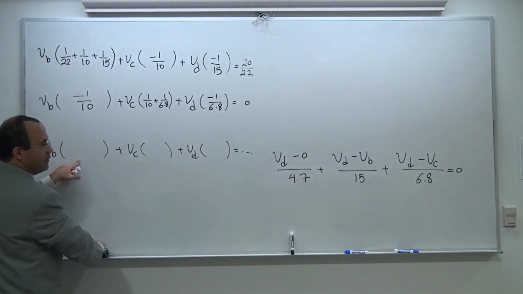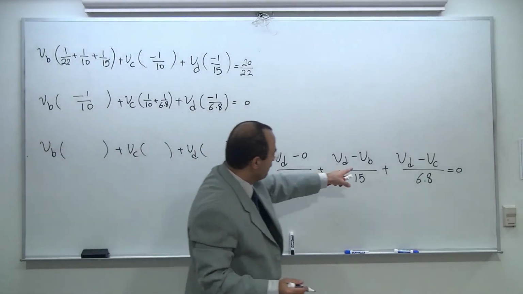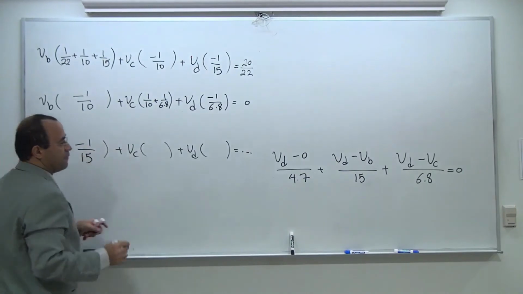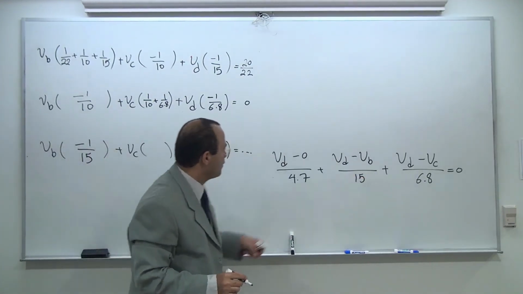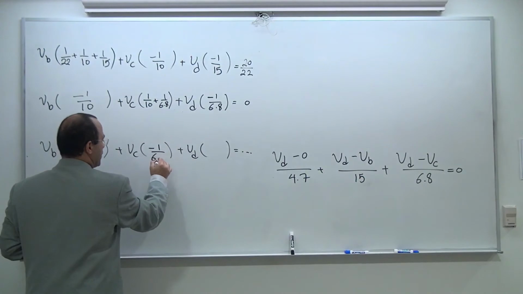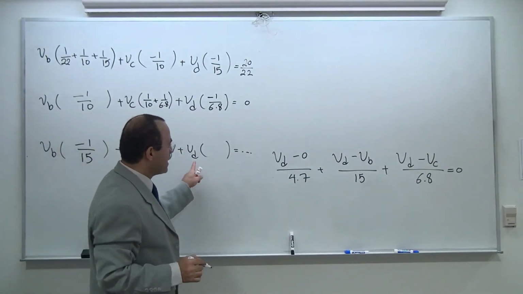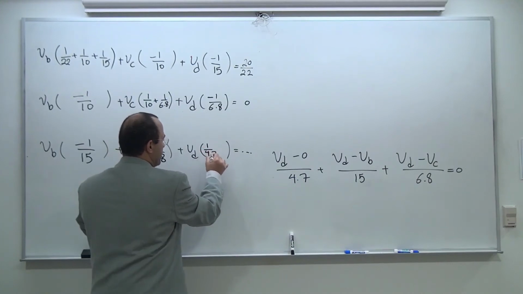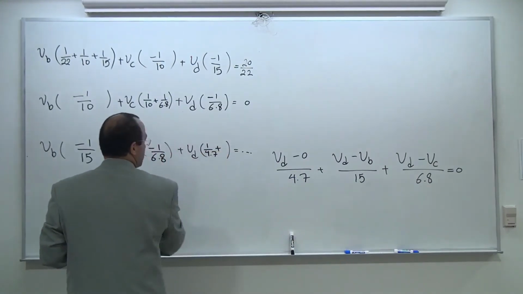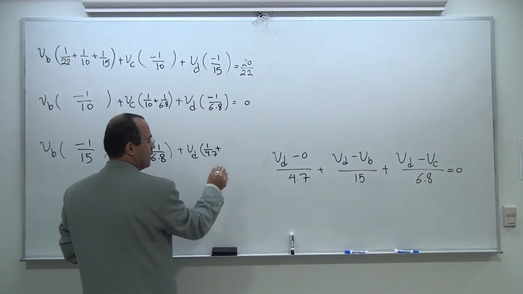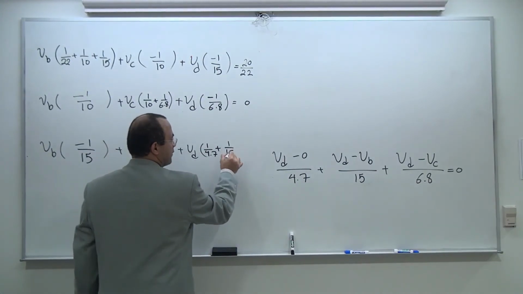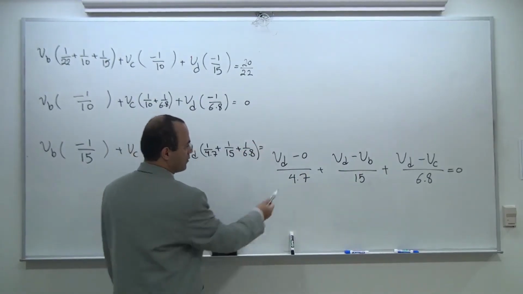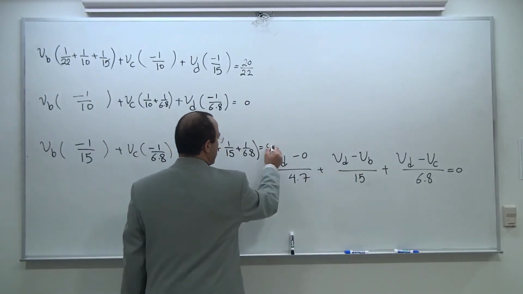Next, this VB. I have only, where is my VB? VB is minus 1 over 15. VC, I have only one VC, minus 1 over 6.8. And when I get to VD, I have three terms: 1 over 4.7, 1 over 15, 1 over 6.8. Do I have a constant? Constant is 0, goes to the other side, and is still going to be 0.